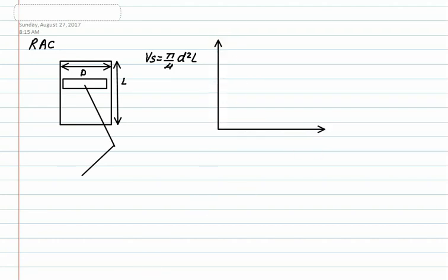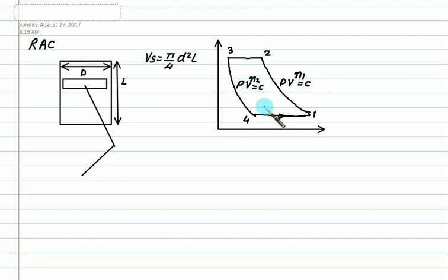In the PV diagram, the y-axis represents pressure, the x-axis represents volume. 1 to 2 we have polytropic compression, 2 to 3 is delivery, 3 to 4 is polytropic expansion, and 4 to 1 is suction. Normally we assume the index of compression is the same as the index of expansion. Normally the index of compression is given by N1 and the index of expansion is given by N2. So it is PV to the power N2 equals constant. In suction and delivery the pressure is constant. 4 to 1 represents suction, 1 to 2 represents compression, and 2 to 3 represents delivery.